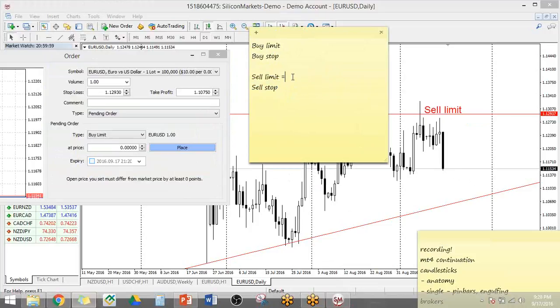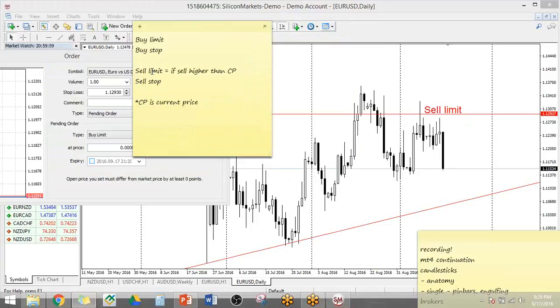Now we use sell limit if we want to sell higher than the current price. So let's just make a legend right here. CP is current price. So we choose sell limit if we want to sell higher than the current price. So this is the current price. We want to sell higher. We use sell limit. Okay, so that's clear.